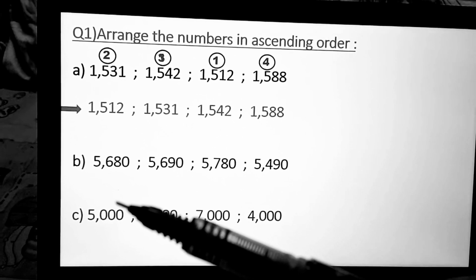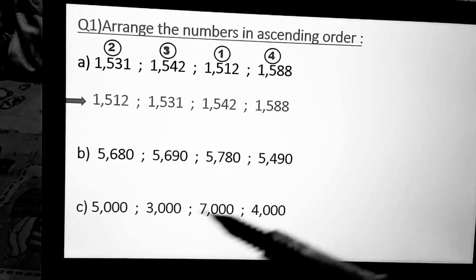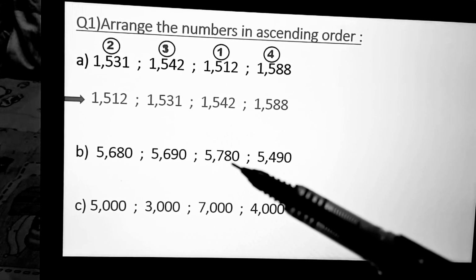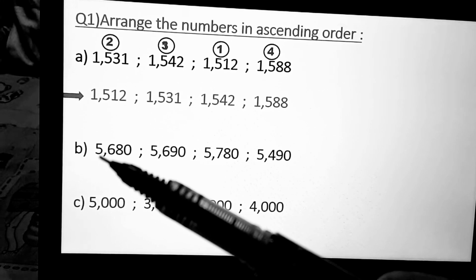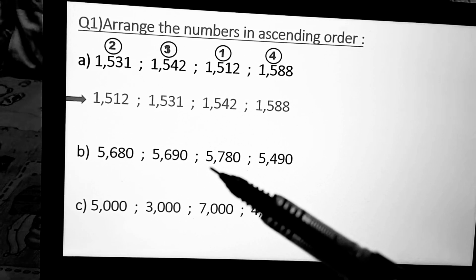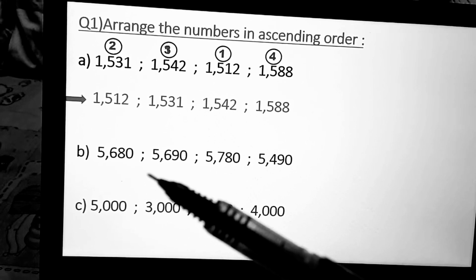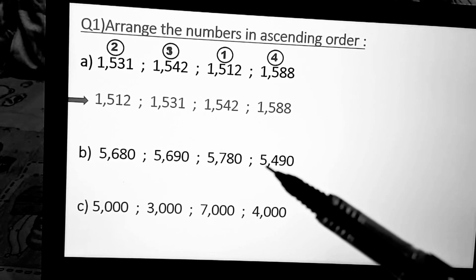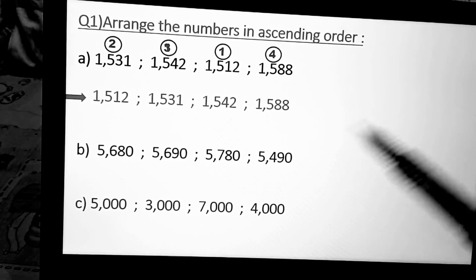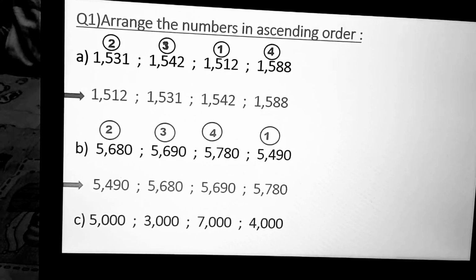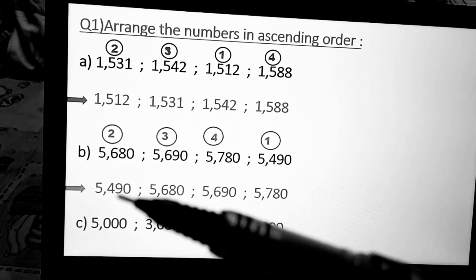Now similarly we move to question B, children. Again you have to find out the smallest number among these. All are 4-digit numbers, you may see. So now we compare the extreme left digit. Here 5, 5, 5, 5. All are same. Now we look at the next digit. 6, 6, 7, 4. Which is the smallest? Yes, this 4. So the number 5490 is the smallest one. We write it at first. Okay, we are writing here the first number.